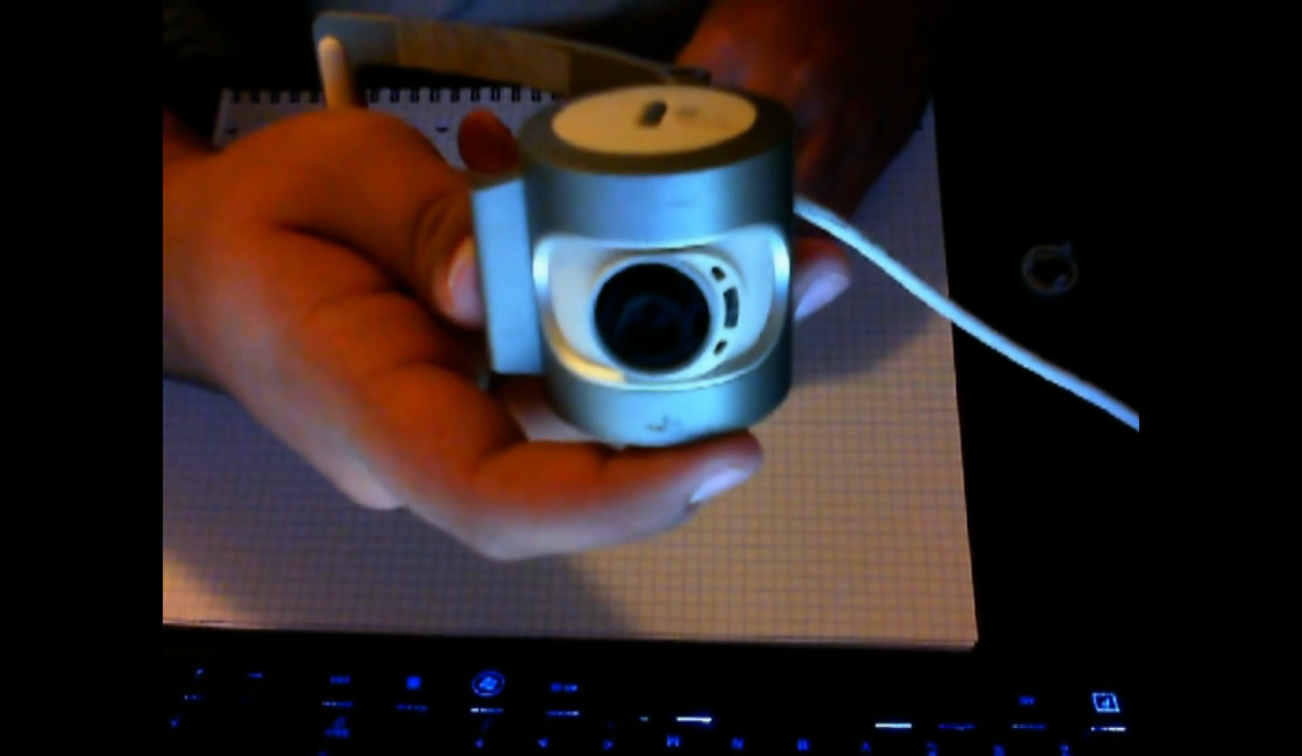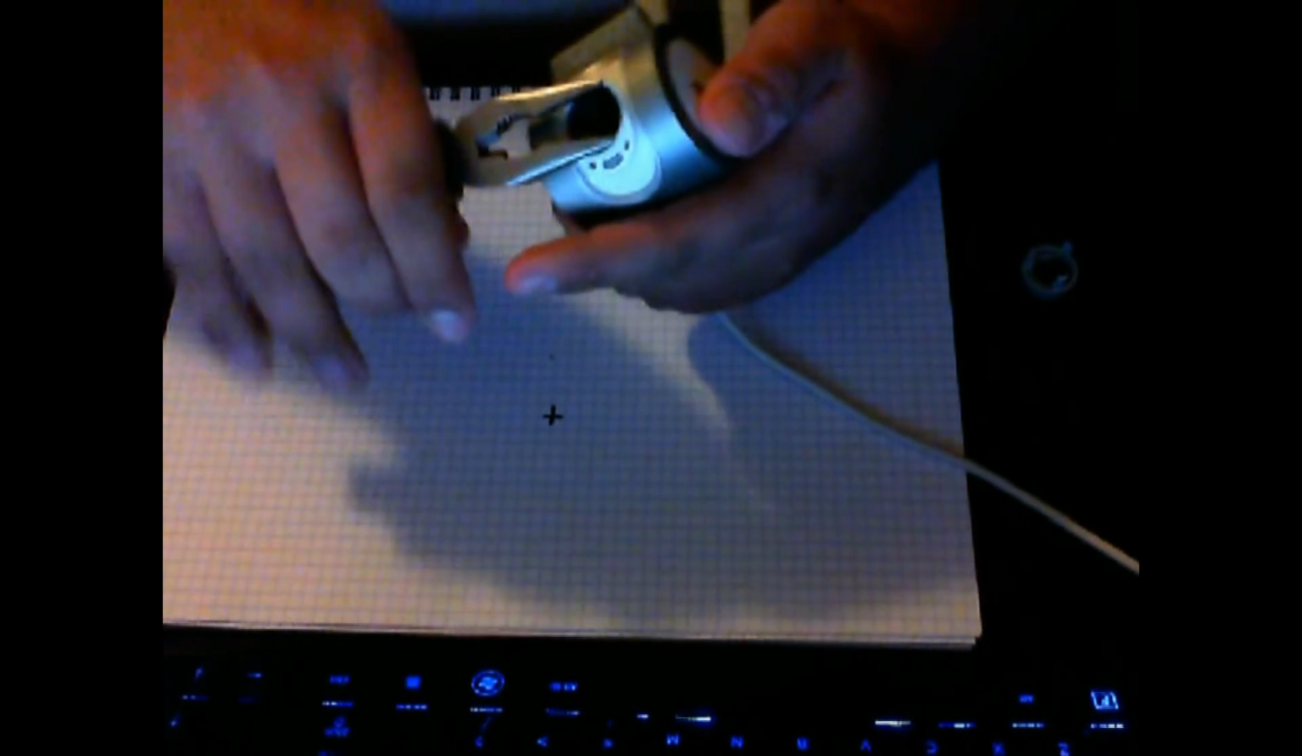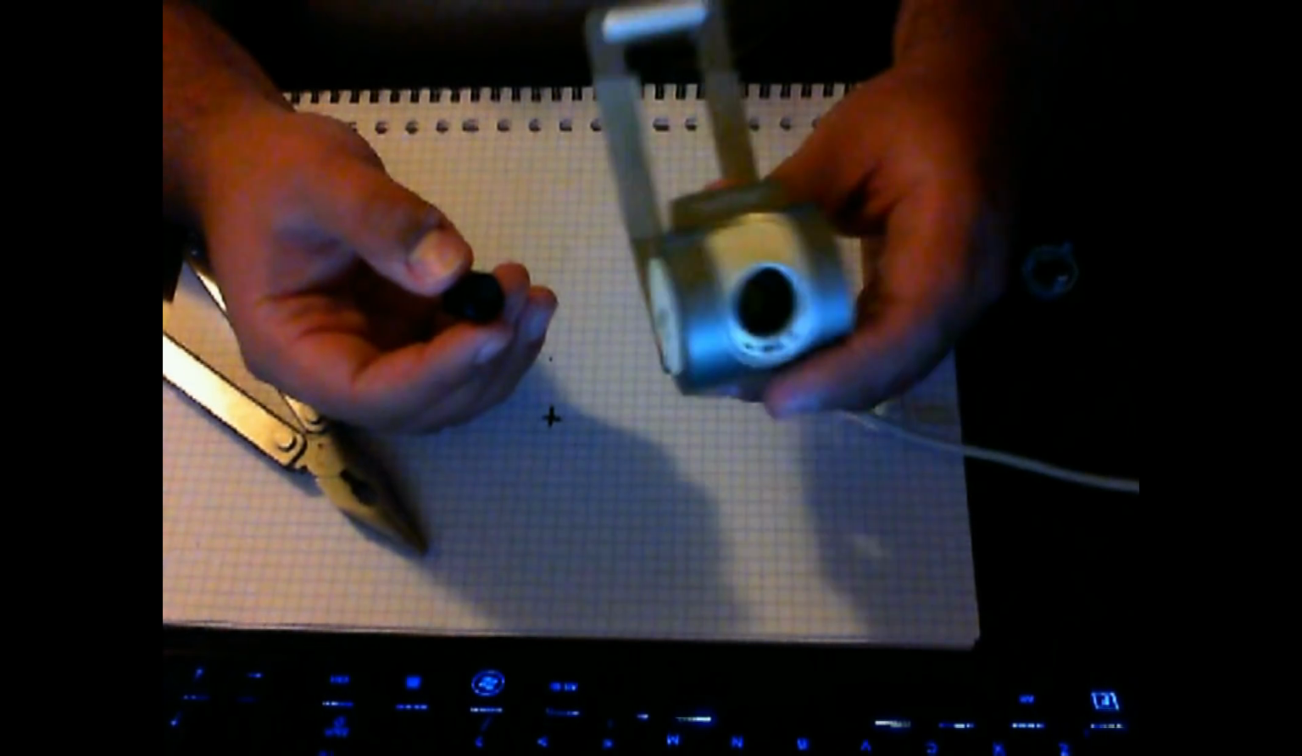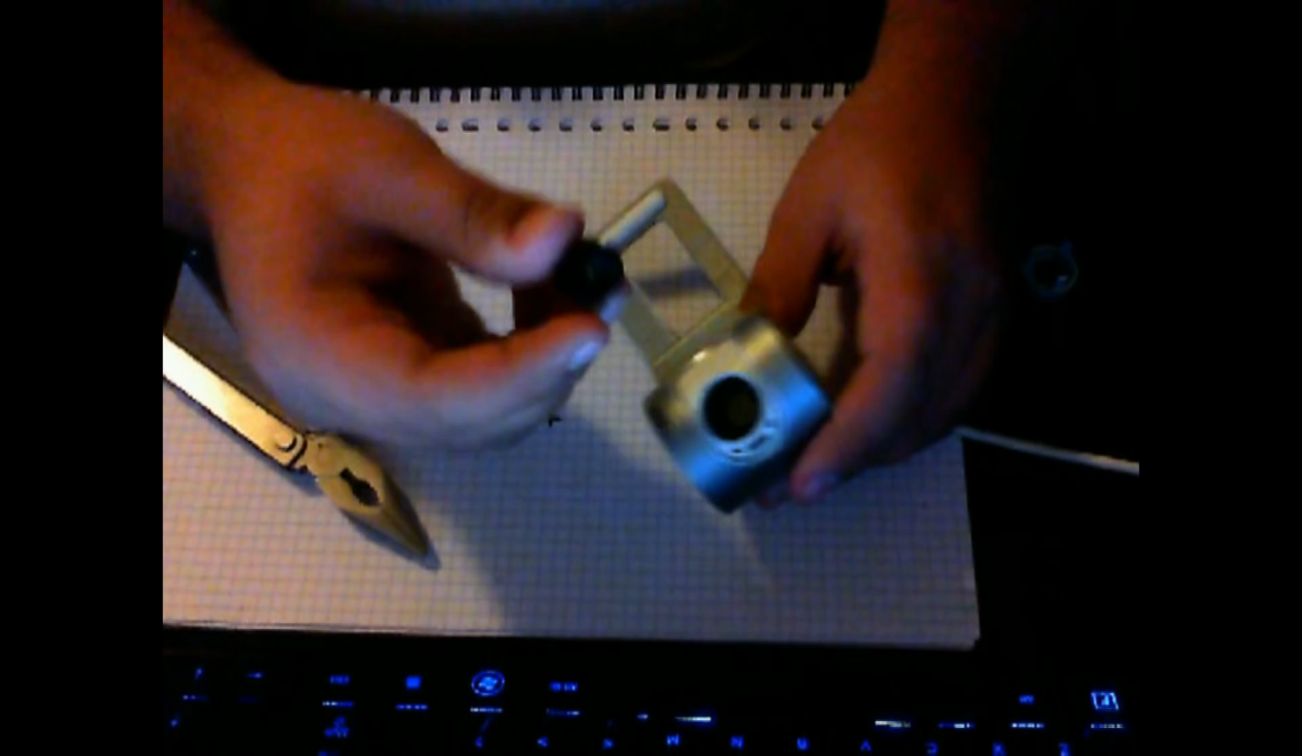But what you actually need to do, you can probably see this. Yeah, you see this right here. That is your lens, and you can just unscrew that with a multi-tool. So let me unscrew this for you. Almost there. So there we go. We have our lens and our webcam, and this is the lens for the webcam.